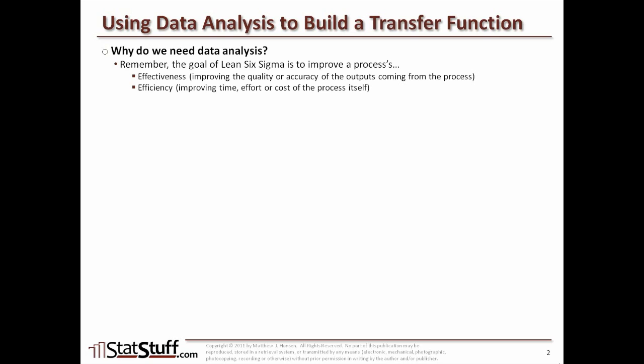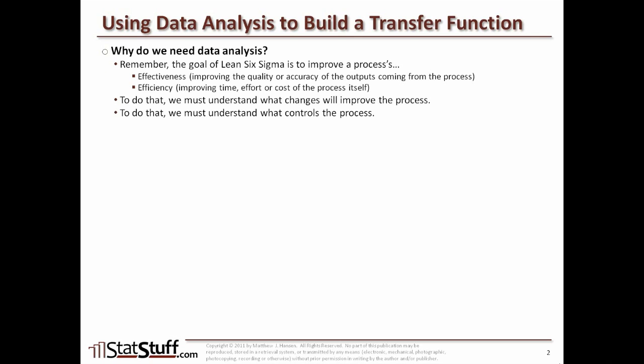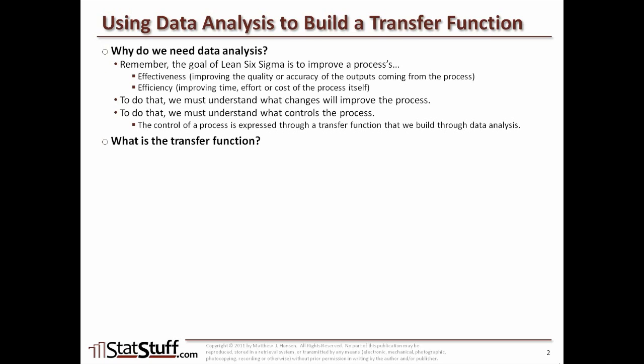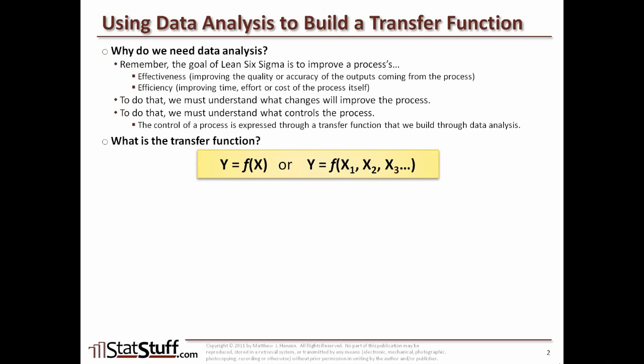In order to make those kinds of improvements, we have to understand what changes will actually improve that process in the way that we want. And before we can do that, we have to first understand what controls the actual process. The control of the process is what we express through the transfer function that we try to build as we do data analysis. So what is that transfer function?